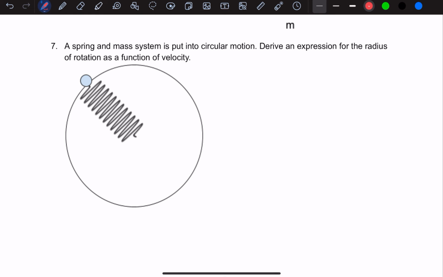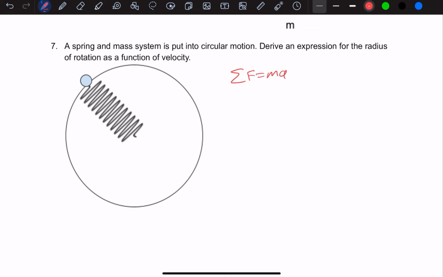All right. Going back to number 7, this one's a bit more interesting. We got a spring and mass system put into circular motion. Derive an expression for the radius of rotation as a function of the velocity. So we have the sum of all forces equals mass times acceleration. Now, I was assuming that this was not including gravity. We're not going to include gravity because that's going to change depending on where it is on the circle. So this is like in space or something, or horizontal. Doesn't matter. It's just no gravity on this one.